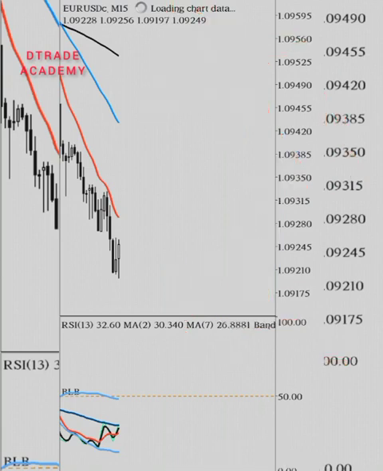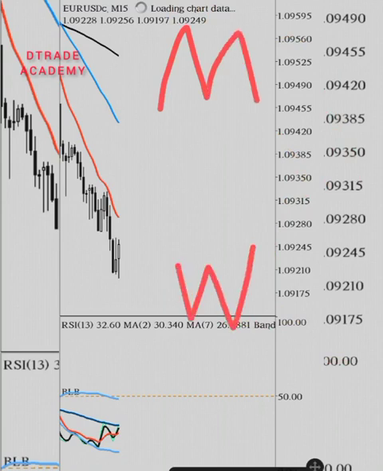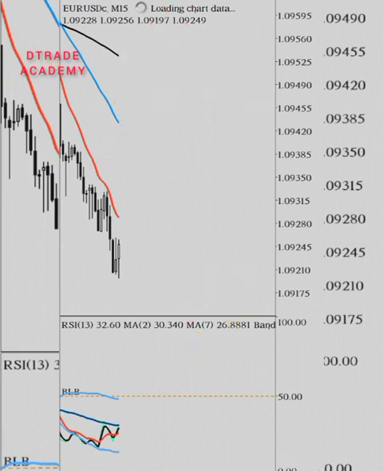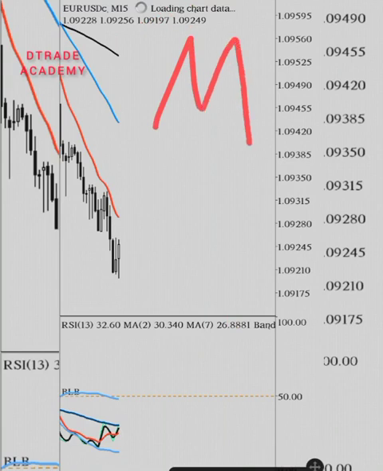Now this M and this W, the first leg, always remember the first leg must be a vector candle. Vector, that is candles with the same colors. This first leg must be a vector candle. It works fine if this first leg is a vector candle.